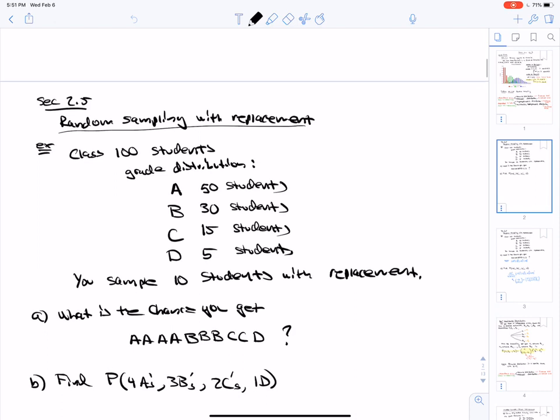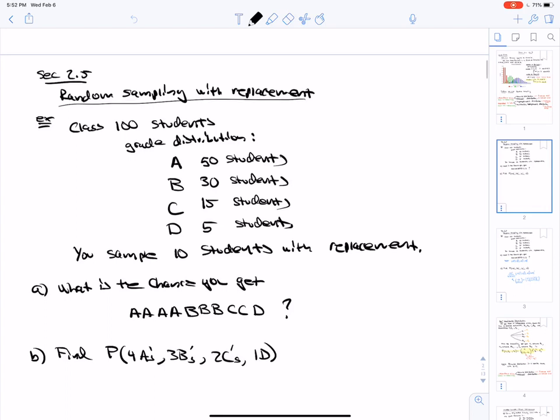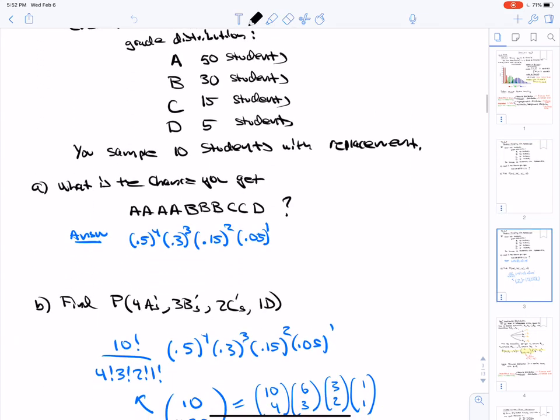So, for example, let's say that we have a class of 100 students, and the grade distribution is as shown here. If you sample 10 students with replacement, what's the chance that you get 4 A's, 3 B's, 2 C's and a D in that order? Remember that we're drawing with replacement, so the chance of getting an A is 1/2, so we get 1/2 to the 4th. And the chance of getting a B is 0.3, so we get times 0.3 cubed, and so on.